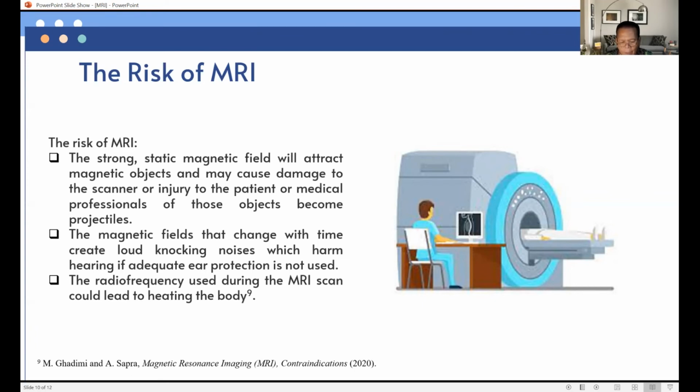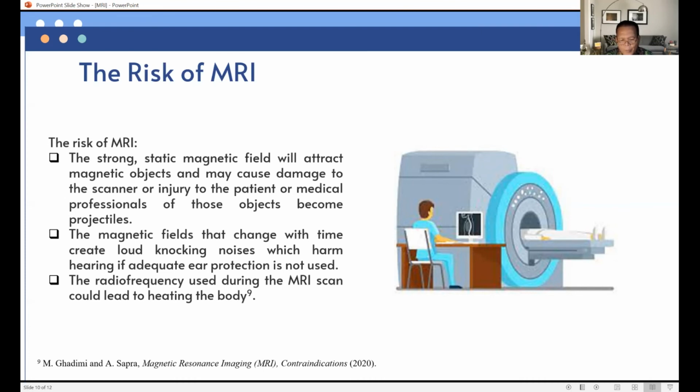The magnetic field that changes with time creates a loud knocking noise, which may harm hearing if adequate protection is not used. It may also cause peripheral muscle or nerve stimulation that may feel like a twisting sensation. The radio frequency energy used during the MRI scan could lead to heating of the body. The potential for heating is greater during long MRI examinations.